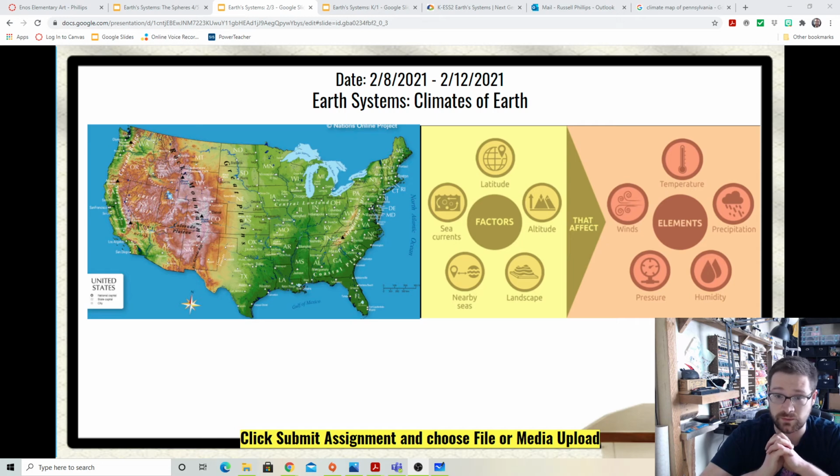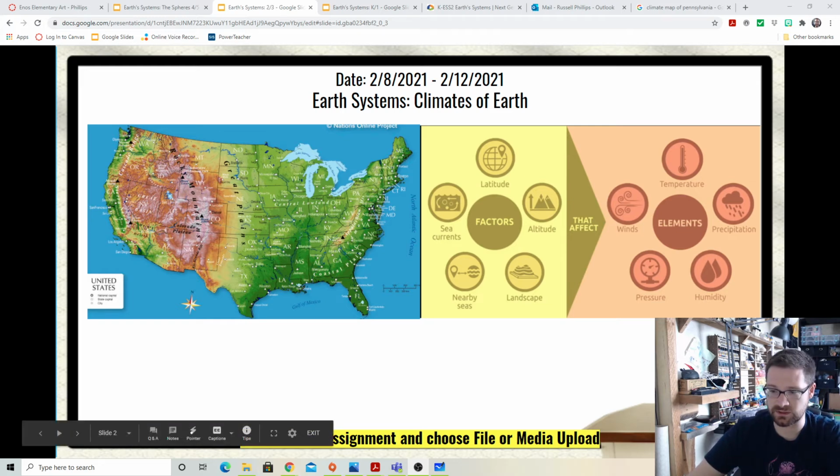Take Florida, for example. If you look at your group of factors, you have sea currents in nearby seas. Florida is right on the ocean. Hey, guess what? So is Texas and many other states. So how is that going to affect the climate? You can go ahead and make a drawing like this.